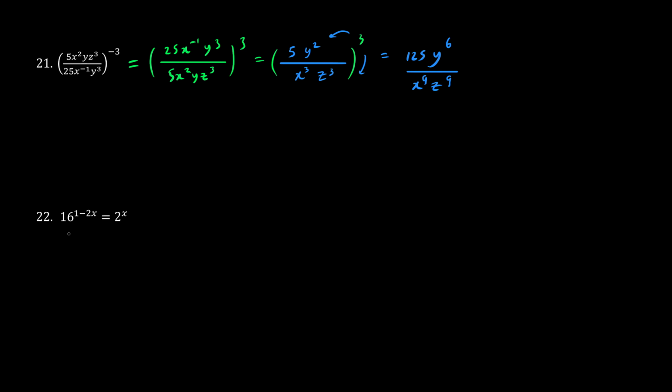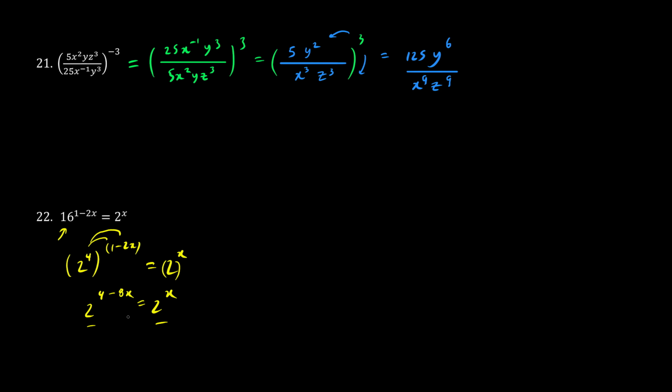And finally, for question 22, always attack the lowest base. There's a hidden base 2 here. 2 to the 4 is 16. So we have the same base, and now we can equate the exponents. But before we do that, we need to multiply. Exponent, bracket, exponent, multiply. So we have 2 to the 4 times 1, which is 4, and 4 times negative 2x is negative 8x.